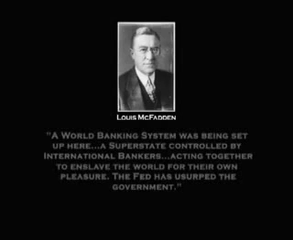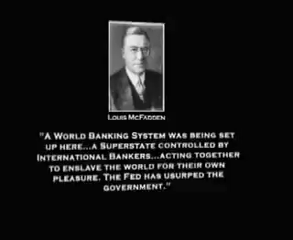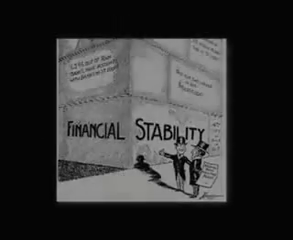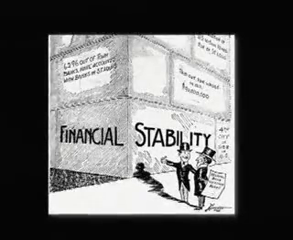Congressman Lewis McFadden also expressed the truth after the passage of the bill. A world banking system was being set up here, a superstate controlled by international bankers, acting together to enslave the world for their own pleasure. The Fed has usurped the government. Now, the public was told that the Federal Reserve System was an economic stabilizer, and inflation and economic crises were a thing of the past. Well, as history has shown, nothing is further from the truth.